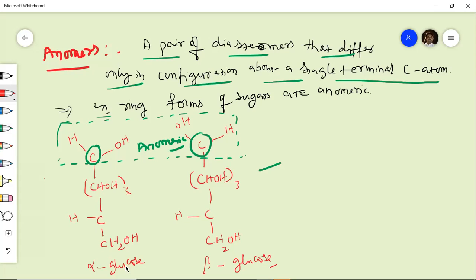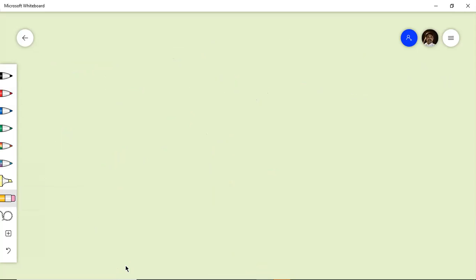Okay. Now we will check one more category of examples to conclude this session, that is examples of enantiomers and diastereomers.